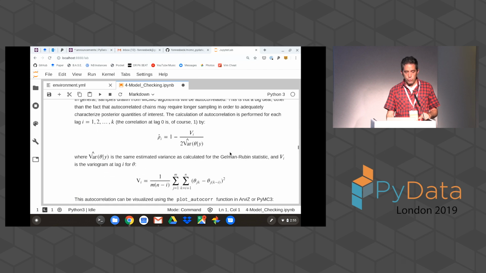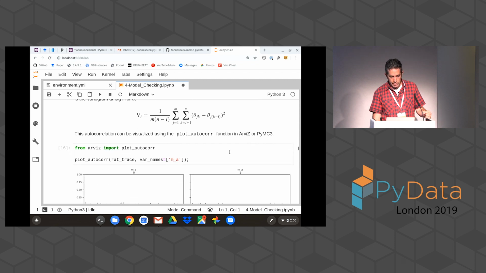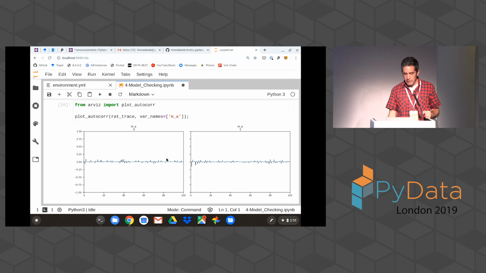But you do want to minimize it, because if you have a high level of autocorrelation, it reduces the independence between draws, and essentially your effective sample size goes down. So you have to draw more samples to get the same level of precision from your estimates. So you can plot an autocorrelation function to look at this.